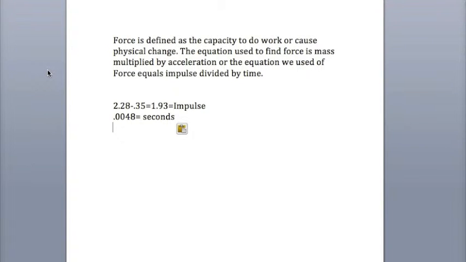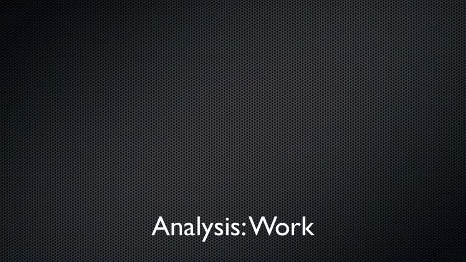Force is defined as the capacity to do work or cause physical change. The equation used to find force is mass multiplied by acceleration, or the equation we used of force equals impulse divided by time. We found our impulse, which is 1.93, and we found our seconds, which is 0.0048. We divided the two, so 1.93 divided by 0.0048 ended up equaling 405.3 newtons, and that was our force.